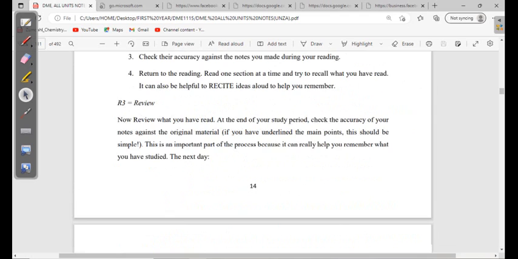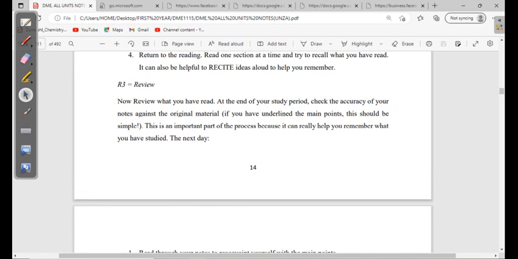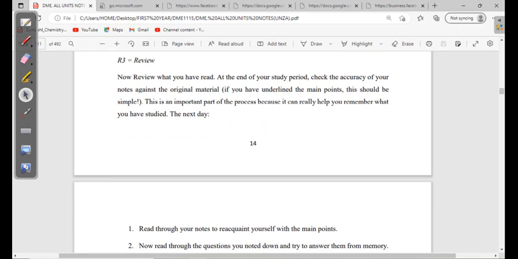So what is it about reviewing? So now review what you have read. At the end of your study period, check the accuracy of your notes against the original material that you've studied. Are the notes you've been writing down accurate enough in comparison to the original material that you are reading? This is an important part of the process because it can really help you remember what you have studied. Very, very important. And then the next day, read your notes to acquaint yourself with the main ideas.